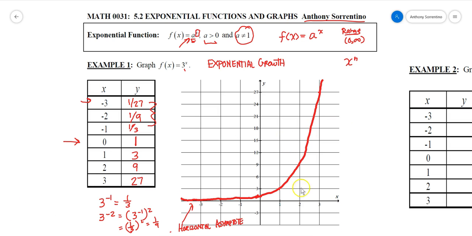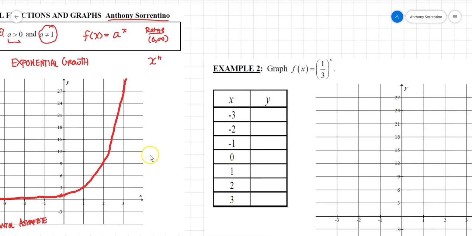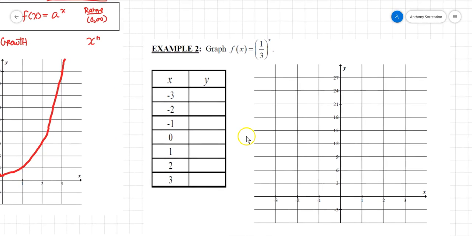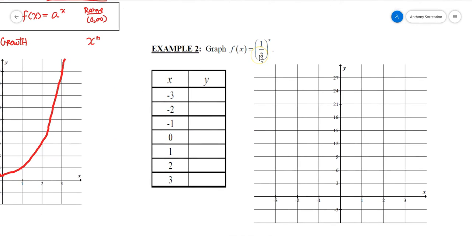For example, 2 deals with a very similar function. You're going to see a lot of the same numbers in it, because we're doing 1/3 to the x power. Well, 1/3 is just the reciprocal of 3. So you're going to see some of these numbers just in different spots.